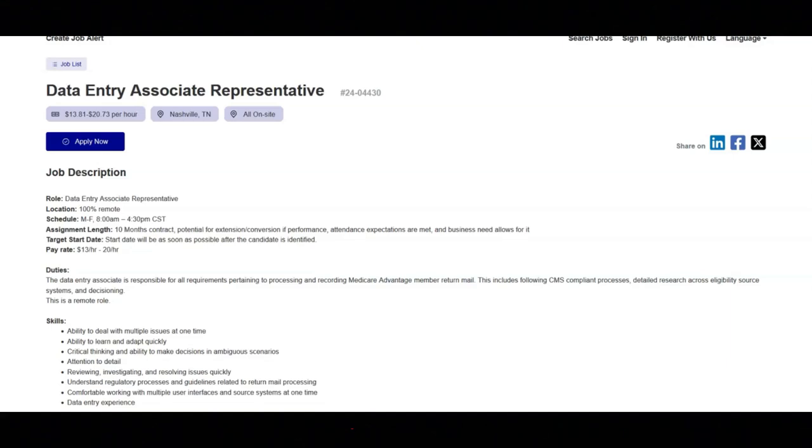Regarding the education requirements for this job, you must have a high school diploma or GED, and you must have 2 to 3 years of experience. The work schedule for this job is from Monday to Friday from 8 a.m. to 4:30 p.m. Central Standard Time. This job will be for 10 months. Now, there is potential for extension and conversion if performance and attendance expectations are met and if the business needs allow for it. The pay rate for this job is from $13 an hour to $20 an hour.